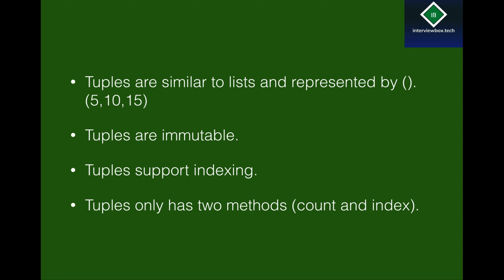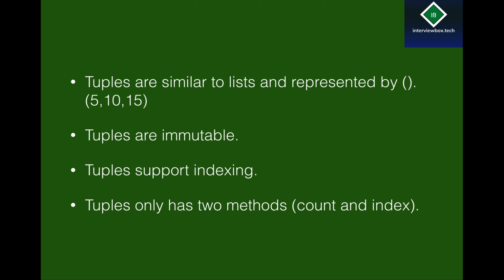Tuples are similar to lists, but they are immutable, unlike lists. A list is mutable, meaning you can change an item in the list, you can replace an item with some other, but tuples do not allow that, so they are immutable in nature. Tuples support indexing, similar to lists, so you can grab a particular element based on the index from the tuple. And tuples only have two methods, count and index.